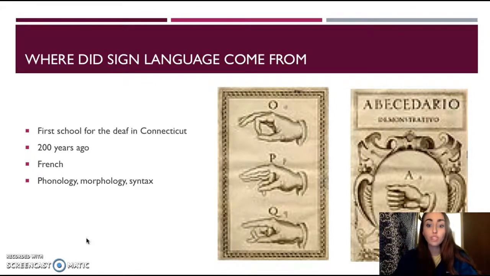Also, since it was partially founded by a teacher at a deaf institute in Paris, this caused French influence on the creation of sign language. So there are a lot of French influences that resulted in the sign language that we use today.